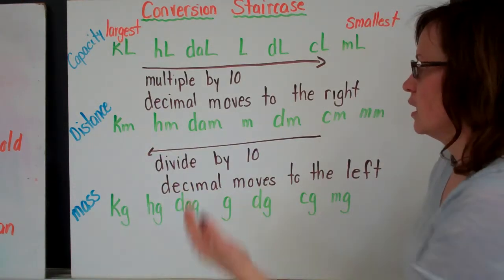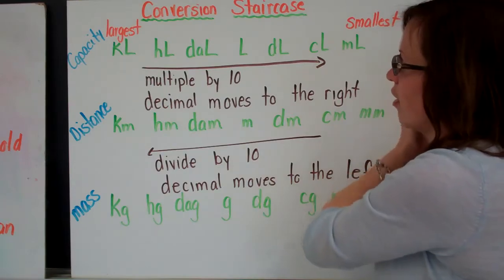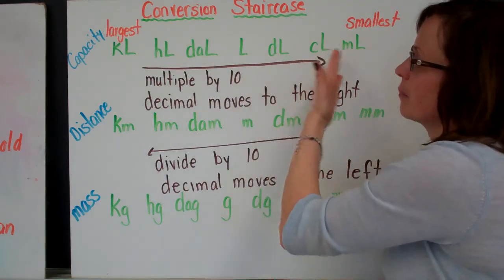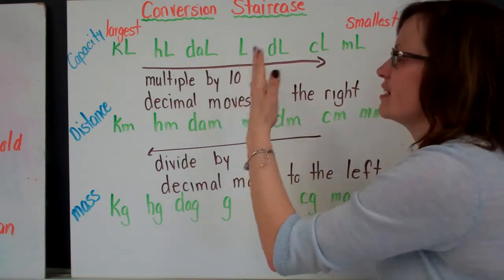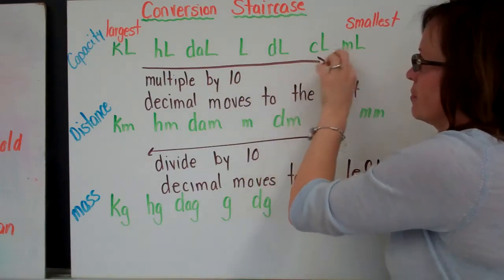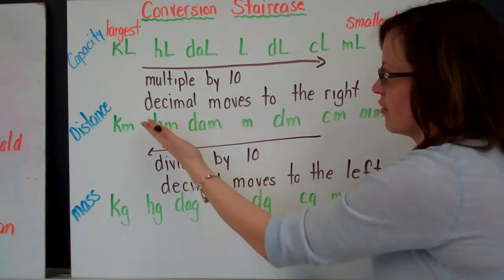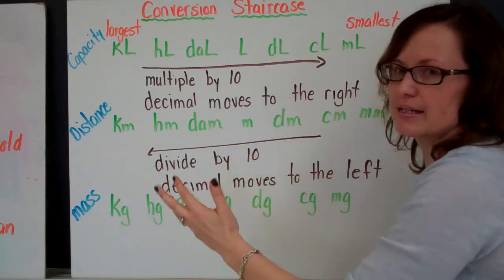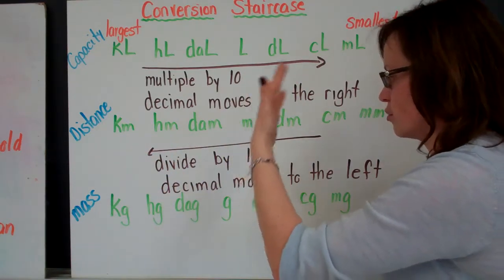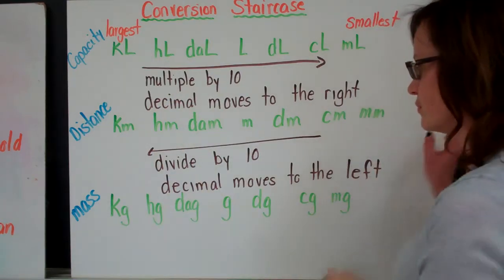When we move to the right on the staircase, we're multiplying the number by 10 or moving the decimal to the right, however number of spaces we move on the staircase. And in consequence, when we're moving to the left on the staircase, we're dividing that number by 10, which also means we're moving the decimal to the left.